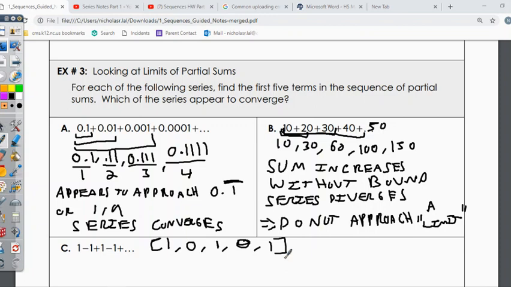Okay? What's happening here is that these numbers oscillate. O-S-C-I-L-A-T-E. They oscillate and they do not approach a limit. All right, so that's what oscillating means. They move back and forth between values and don't approach a specific value. Do not approach a limit.